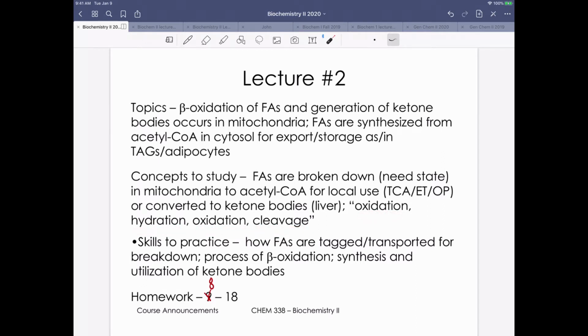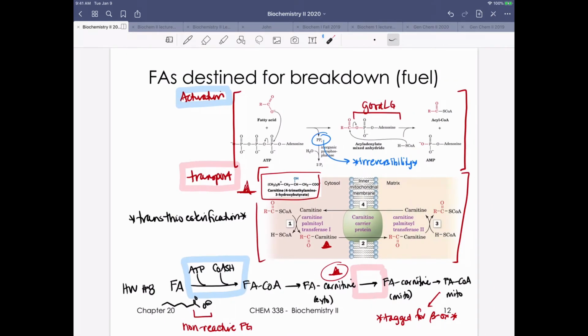So a little bit in terms of thinking about how we actually get fatty acids into the location where beta oxidation occurs, which is the mitochondria. And then again, we'll talk about the process of beta oxidation.